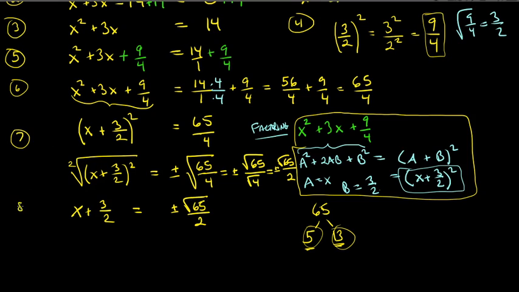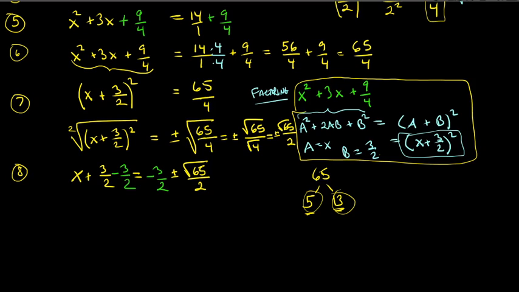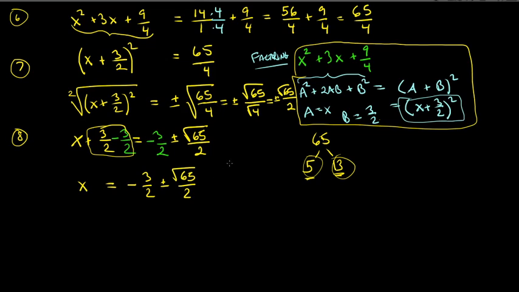And then step 8, just take away the 3 over 2 from both sides. So subtract 3 over 2, although I think we want to put the negative 3 over 2 on this side here. Okay, so we're almost done because we have x on the left, x equals, because this adds up to 0 by design. And on the right, we have negative 3 over 2 plus or minus the square root of 65 over 2. And there's really only one thing left to do.